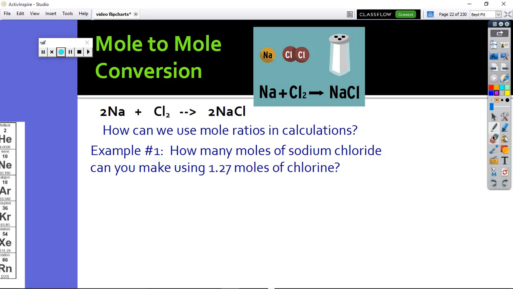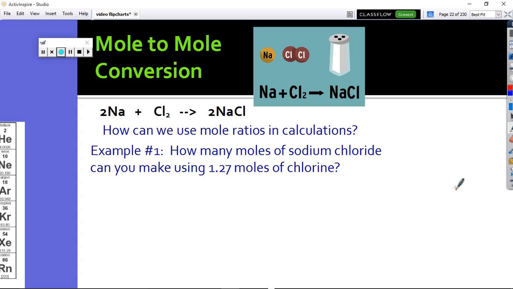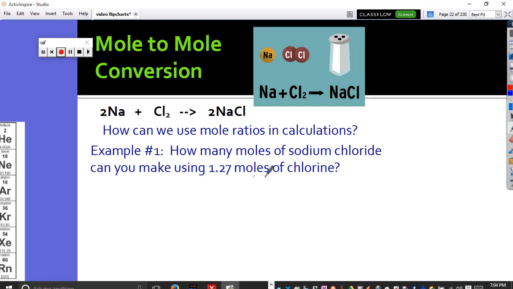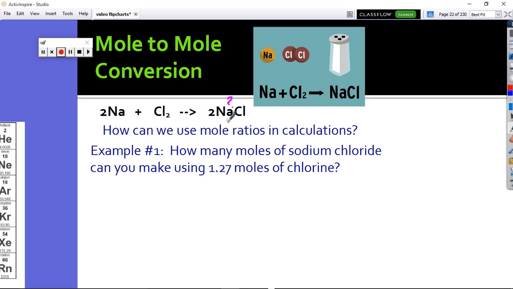So in this case, we've been given our balanced chemical equation. We can see that above. And the question is, how many moles of sodium chloride can we make using 1.27 moles of chlorine? Well, as always, we would like to know what our conversion factor is. And between this, we have 1 mole of chlorine to 2 moles of sodium chloride. I'm going to write that down. 1 mole of chlorine to 2 moles NaCl.